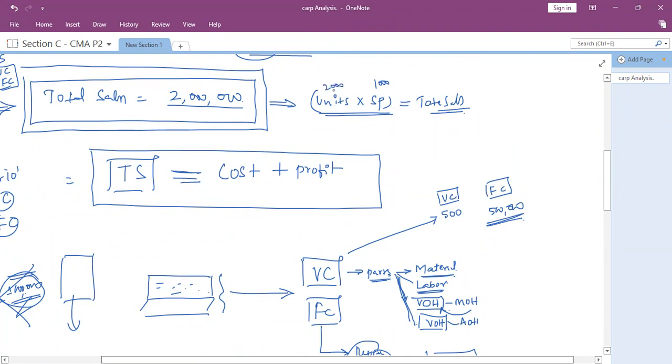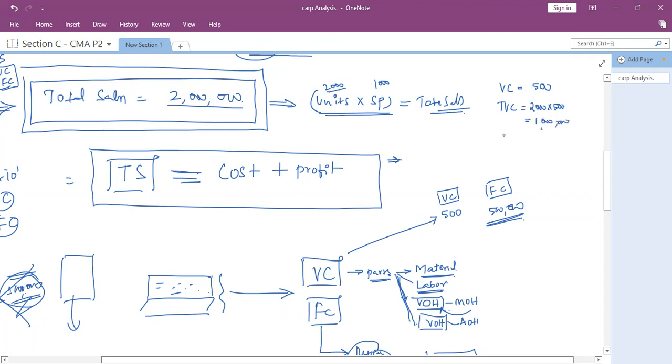2,000. Now, this total cost function, I want to write. Tell me, variable cost per unit is how much? 500. Total variable cost if I manufacture and sell 2,000 units, how much? 1 million.